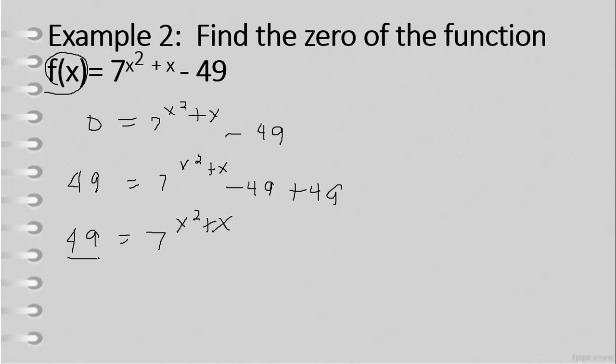And then same base po dapat. So 49, we can have 7 squared, because we know that 7 squared is equal to 49. 7 raised to x squared plus x. Since same base na po yan, we can have now 2 is equal to x squared plus x.